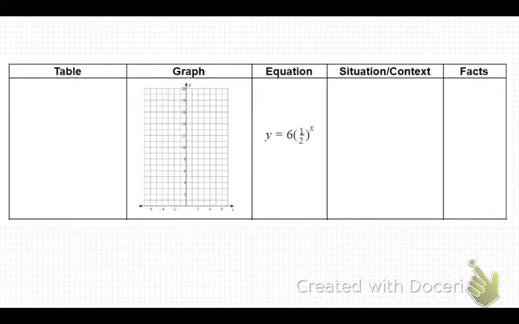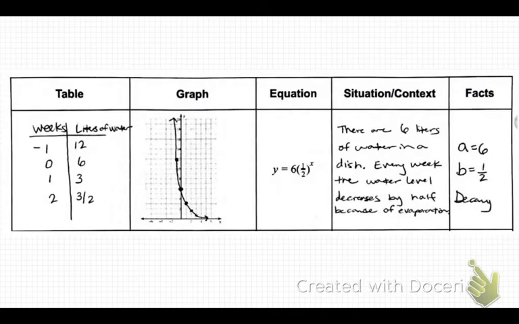Okay, try this one. I'm going to give you 2 minutes. That's all you have, so you better write fast. I know you write slow. Do number 3. You have 2 minutes. Let's go. Okay, it's been 2 minutes, so I told you to hurry. Okay, what was my A value? 6. What's my B? 1/2. And was this growth or decay? Decay. Good, okay.